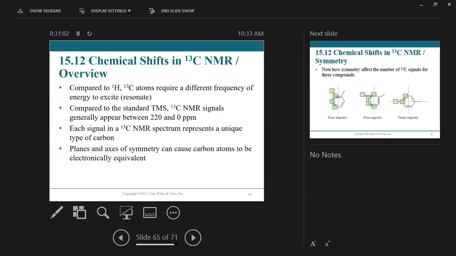As compared to proton NMR, carbon-13 atoms require a different frequency of energy to excite. Compared to the standard TMS, carbon-13 NMR signals generally appear between 220 and 0 ppm. So remember, with proton NMR, we're generally looking between 10 and 0. With carbon-13, we're looking between 220 and 0 ppm. So you can see we really extended the range right there.